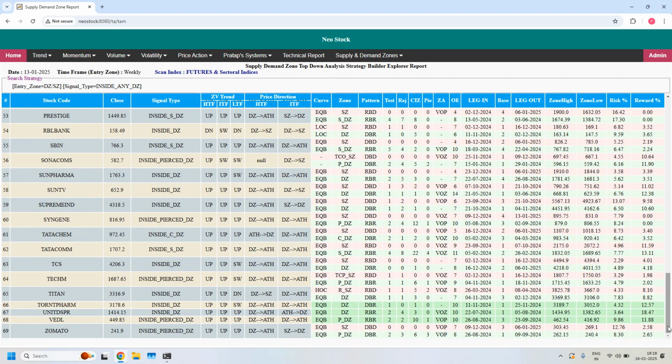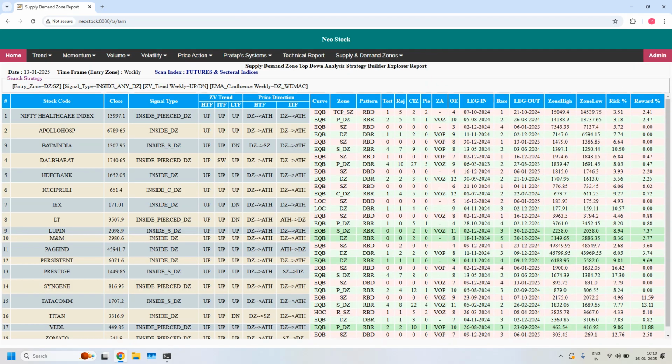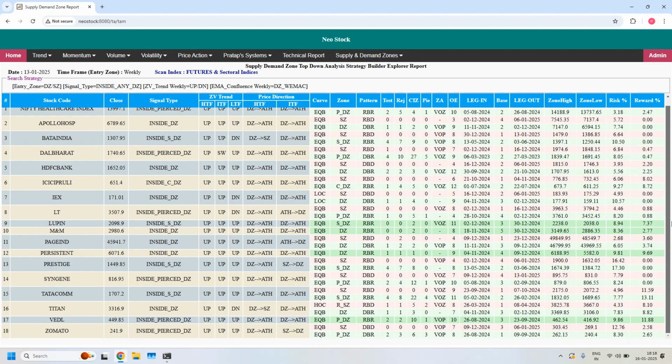Now we can further filter this list by setting a weekly demand zone having weekly EMA confluence. So in the EMA confluence at a weekly time frame, I am setting the filter weekly demand zone having weekly EMA confluence. And in the trend at a weekly time frame, I am setting the filter as up or down but not sideways. Now let's filter the stocks. See, now the list has come down to 18 stocks.